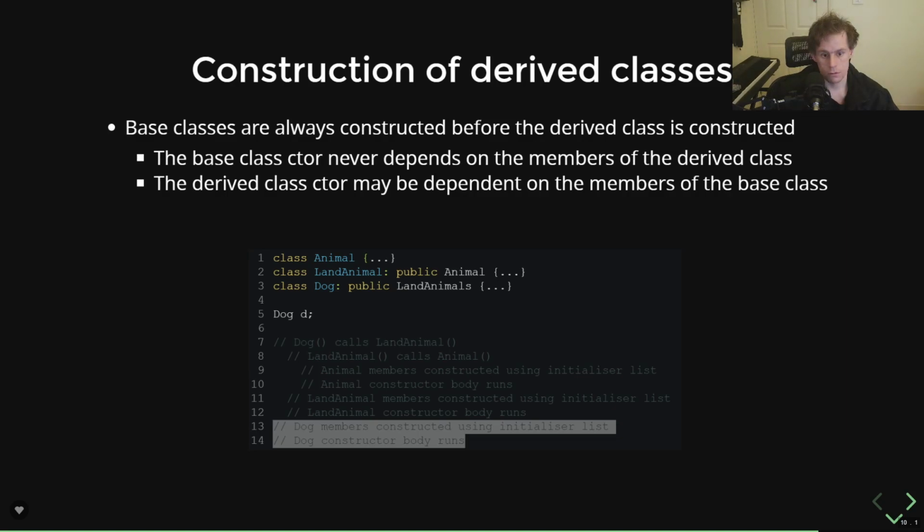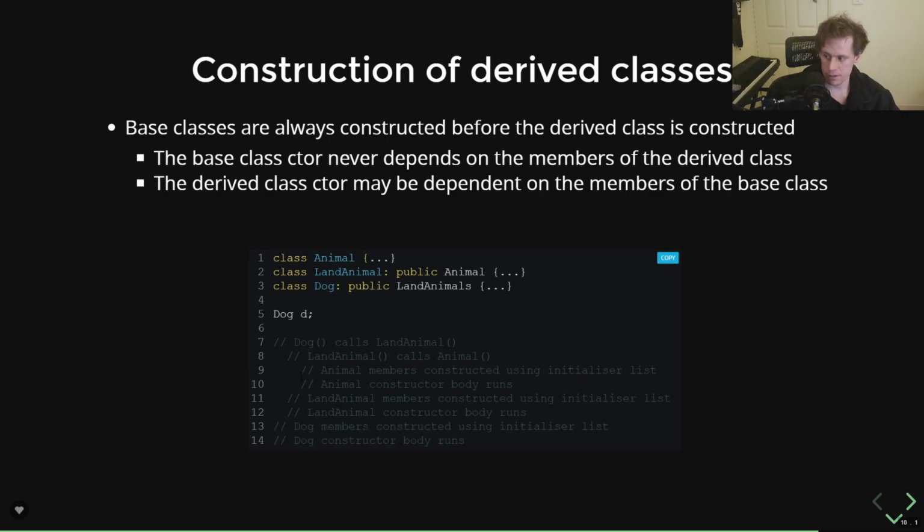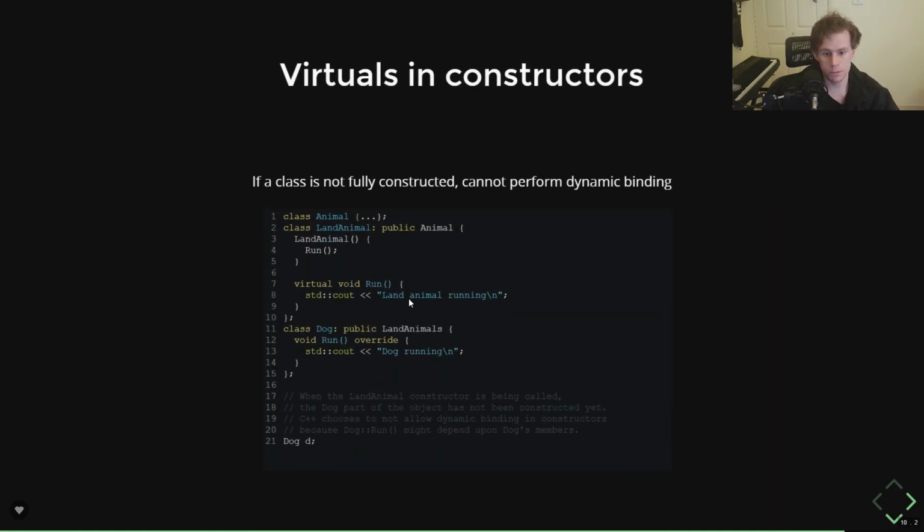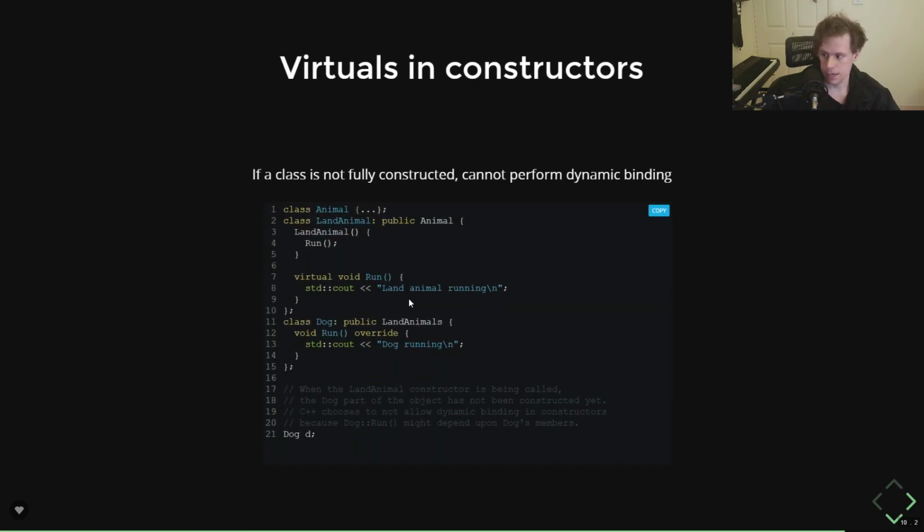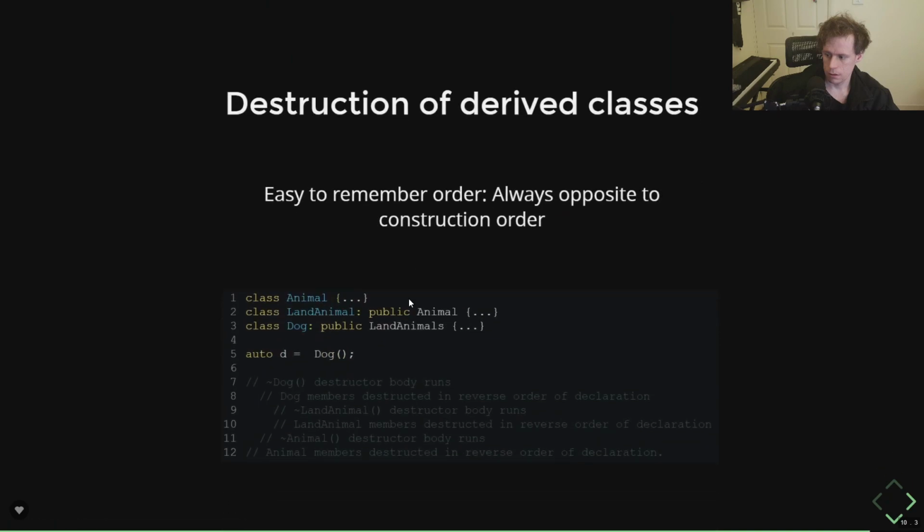So yeah, this is the behavior that ends up happening: we fully construct an animal, then we fully construct a land animal, then we fully construct a dog. So just by doing dog D, we're going to be calling constructors of three different classes here. And the opposite, I'll get to that in a sec. Sorry. I'll just come back to that.